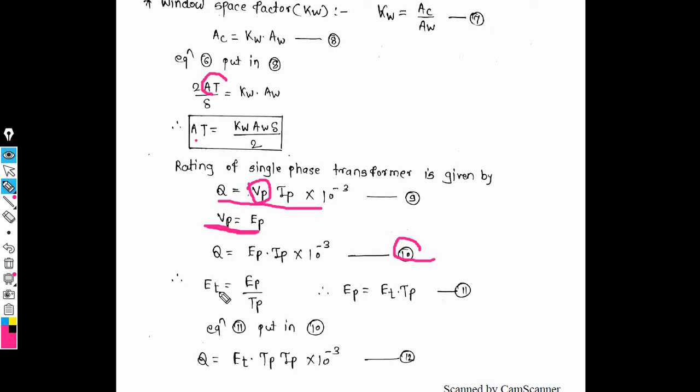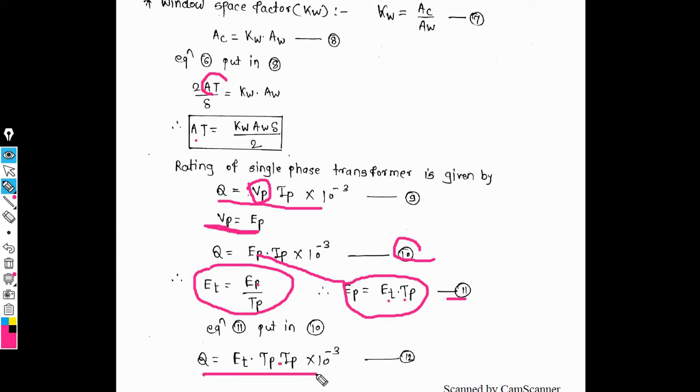But for EMF per turn, we have to consider the primary winding, that is EMF per turn ET is equal to EP upon TP. We have to arrange the equation for EP is equal to ET into TP, equation number 11. The value of EP from equation 11 put in equation number 10. Then equation 10 becomes Q is equal to ET into TP into IP into 10 raised to minus 3.